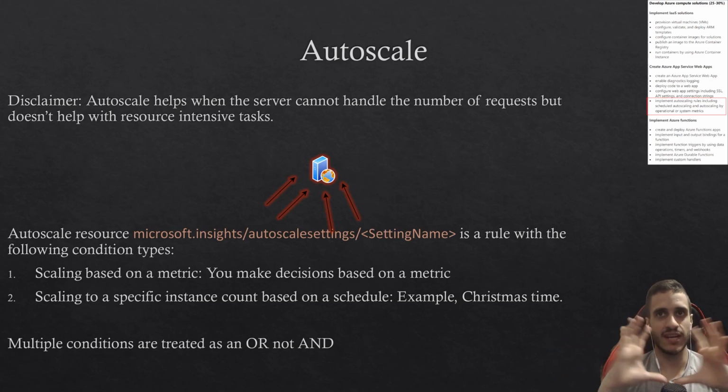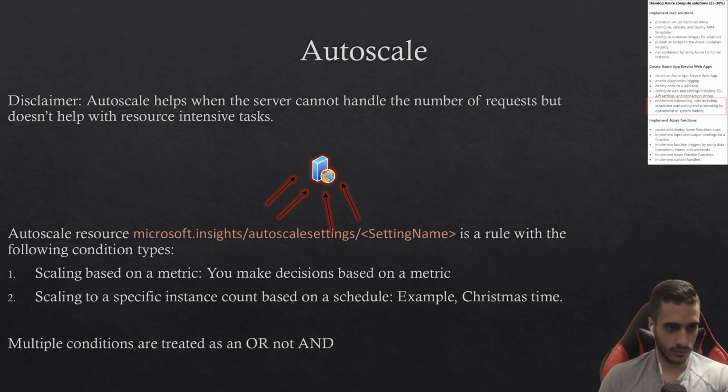With the Autoscale resource itself, you create rules based on condition types. So you can autoscale based on a metric, essentially making decisions based on a certain metric. That metric can be the percentage CPU on an app service plan. It could be the number of HTTP requests, etc. So you're essentially making decisions based on a metric.